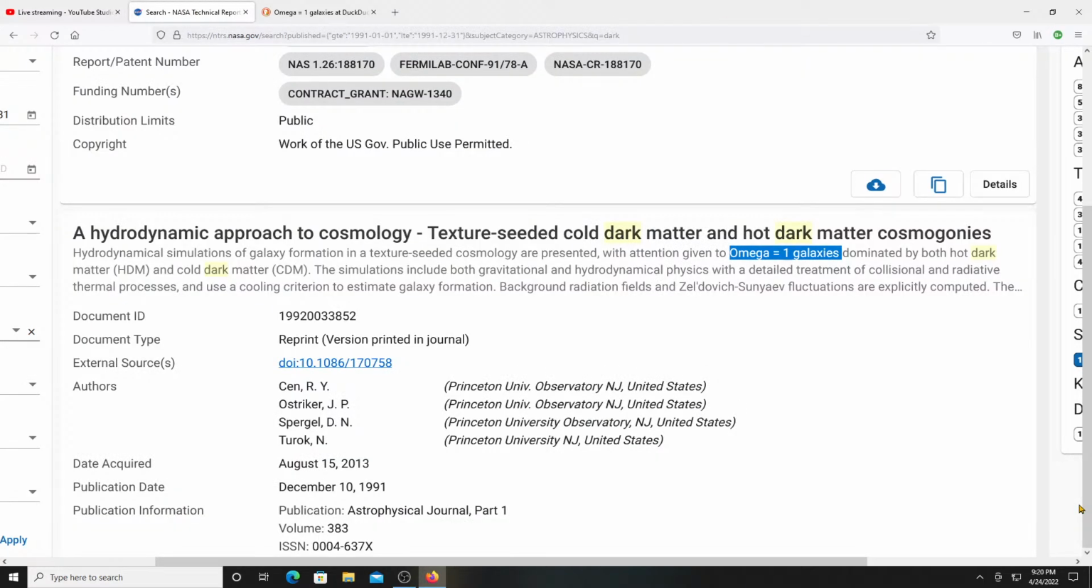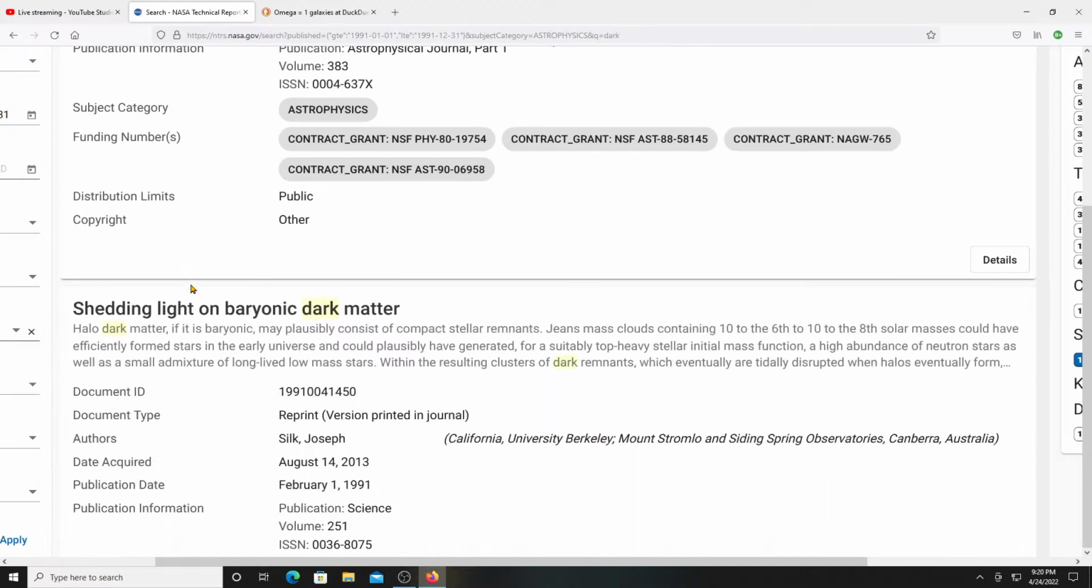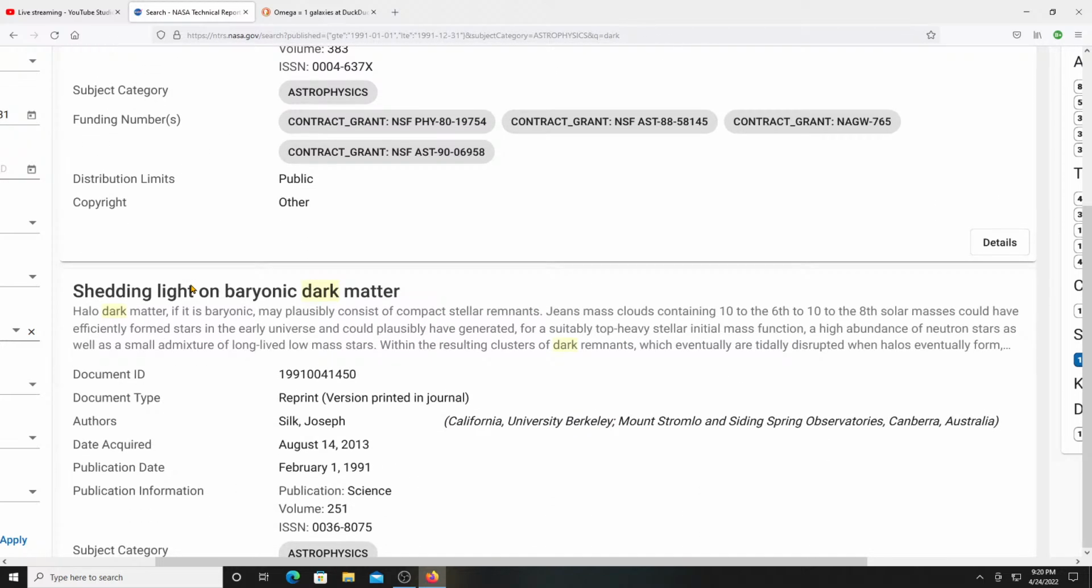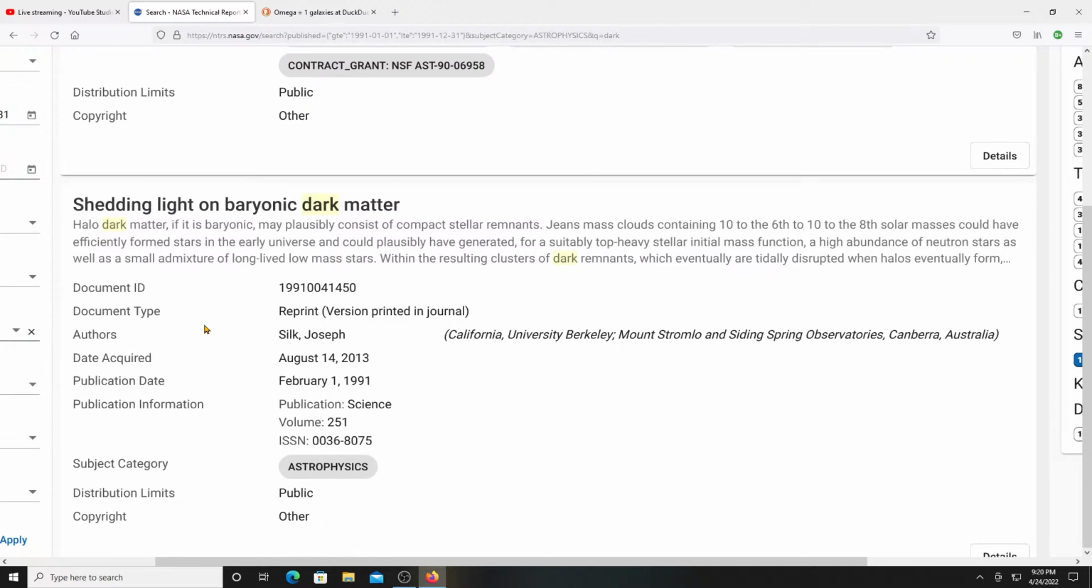Let's look at this dark matter, you all. Why are they shedding light on baryonic dark matter? If it is baryonic, it may plausibly consist of compact stellar remnants, Jeans mass clouds containing 10^6 and 10^8 solar mass could have efficiently formed stars in the universe.